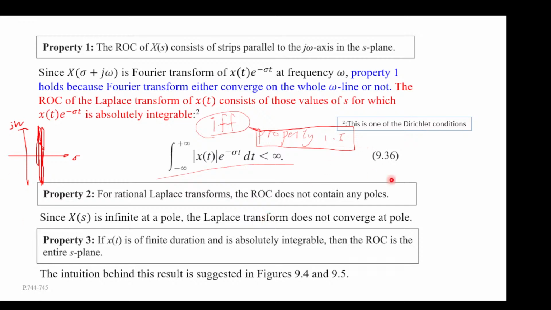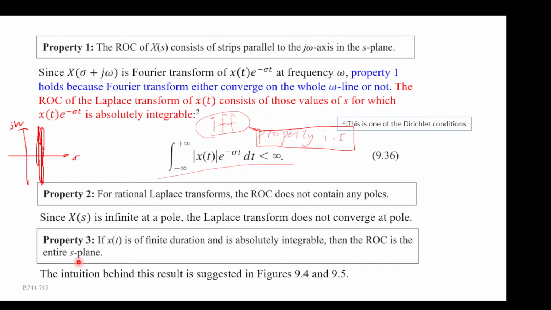Then property 2, where the derivation is pretty obvious, says that the ROC should not contain poles, and that's just because at the poles the Laplace transform diverges, so it's not converging.